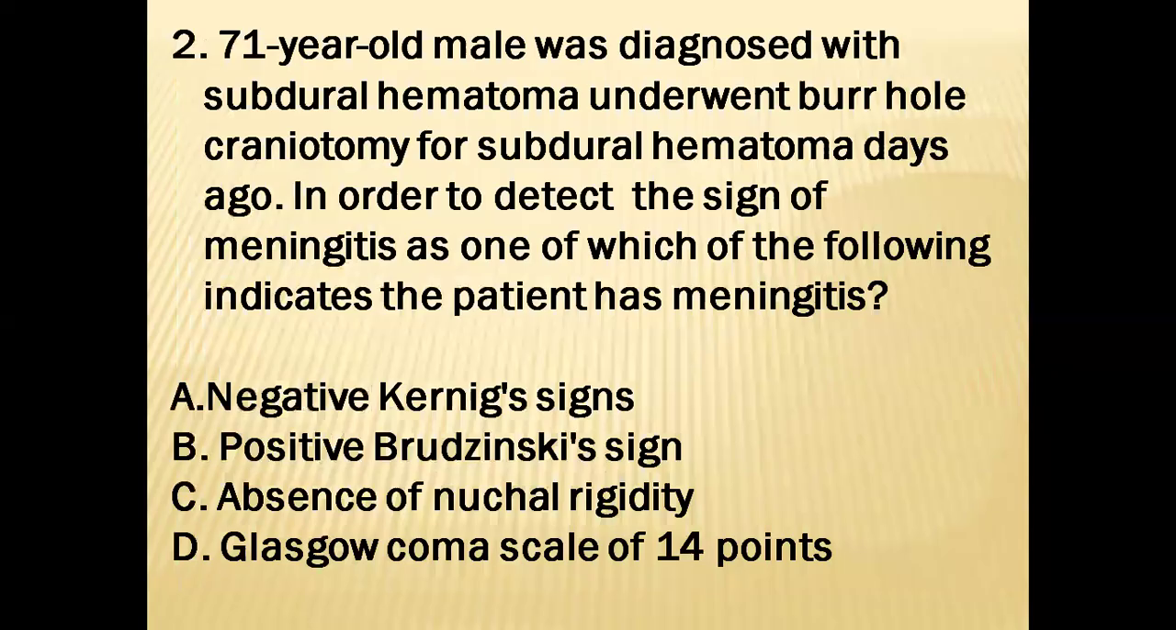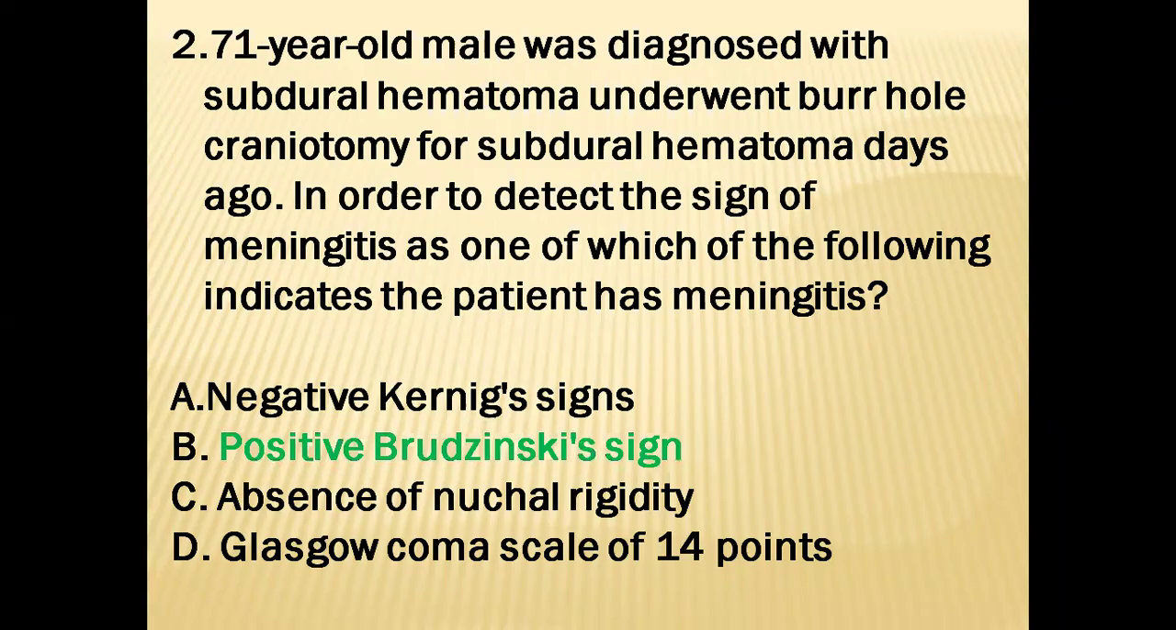Here they have given negative Kernig sign. It is not the indication. Positive Brudzinski sign, yes, this is the indication. Absence of nuchal rigidity, no, that is not meningitis. Presence of nuchal rigidity, the neck will be stiff, that is called nuchal rigidity. This also is wrong. Glasgow Coma Scale of 14 points is also not it. So here the answer is positive Brudzinski sign. Got the point? You have to read the options well and then select the answer.